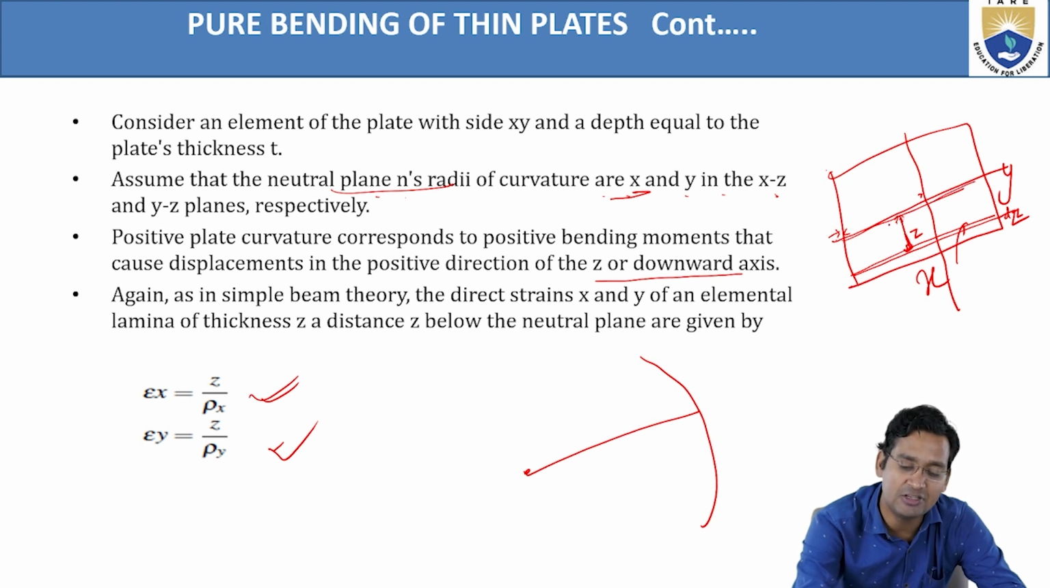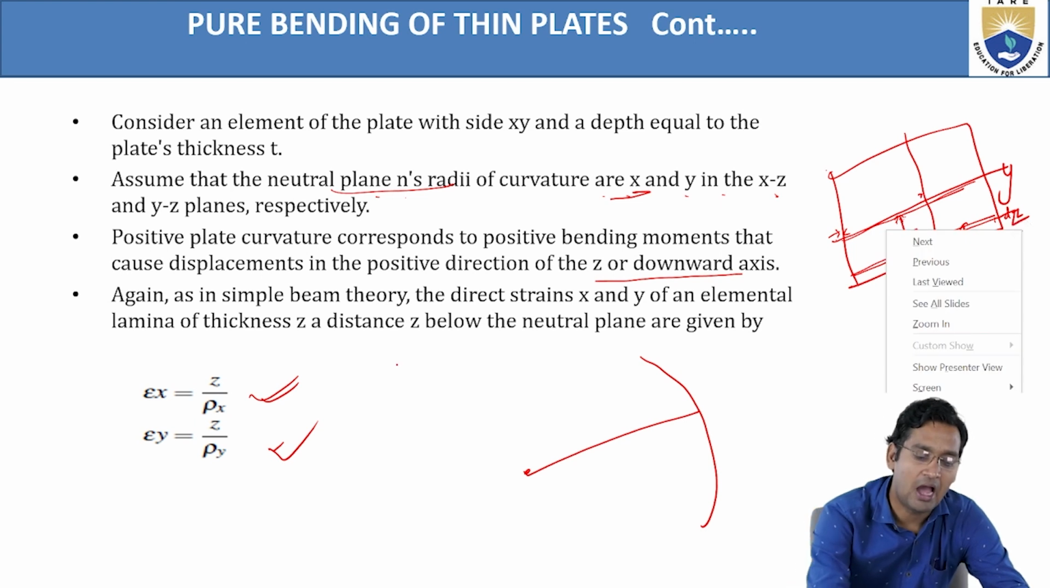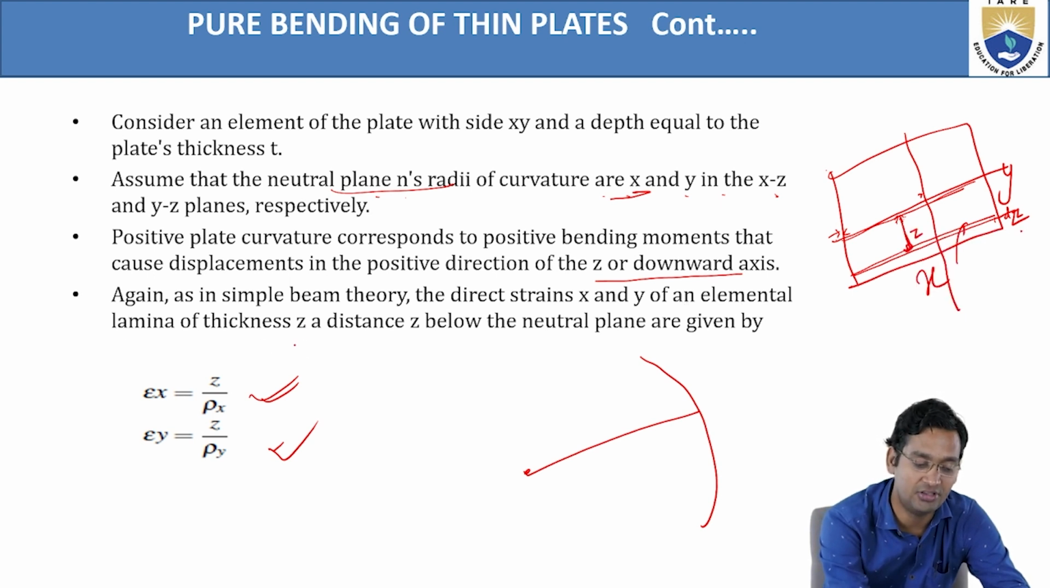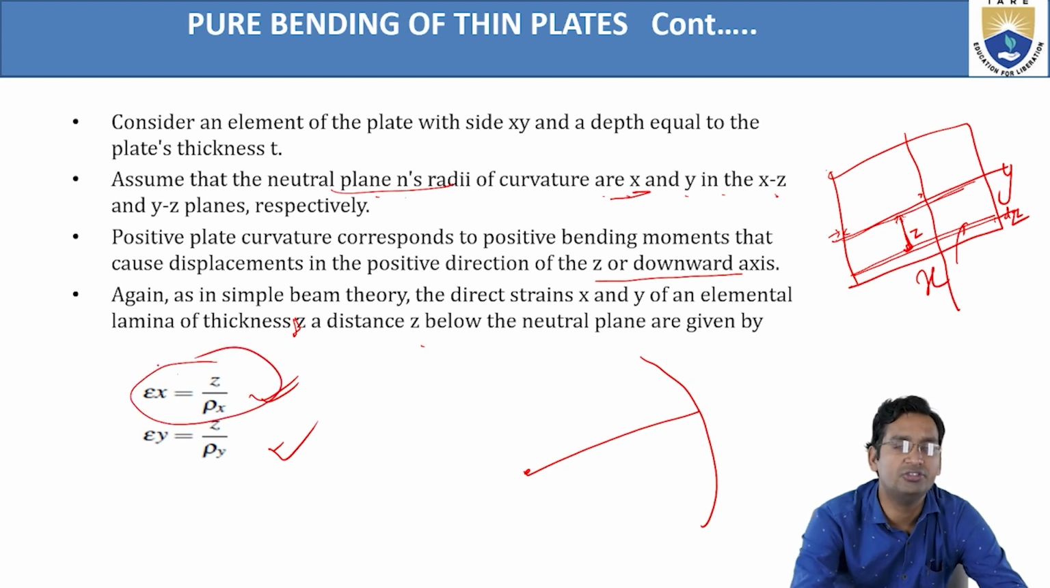At a distance z from this point, we take a small elemental strip of thickness del z. Here again, as in simple beam theory, the direct strains epsilon x and epsilon y of the elemental lamina of thickness del z at a distance z below the neutral plane are given by epsilon x equals z by rho x and epsilon y equals z by rho y.